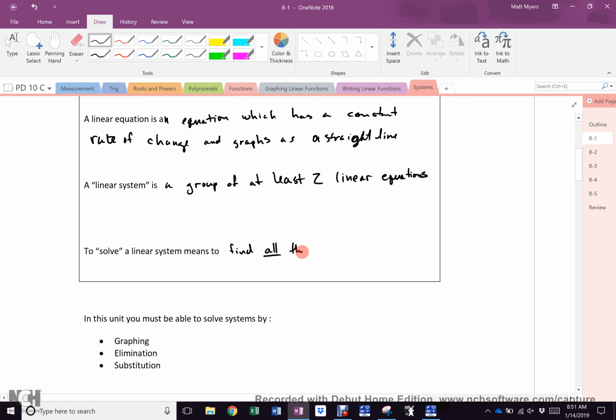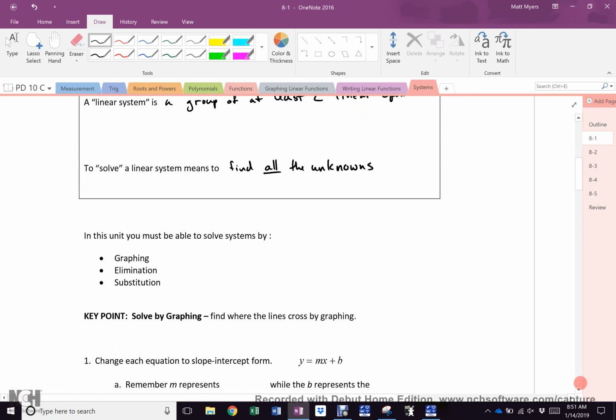all the unknowns. Now, since it's a straight line, there is how many unknowns? 2. Because all lines are made up of what? Points. And all points are made up of coordinates. 2 unknowns: x, comma, y. d, comma, t. Whatever, right? Okay.